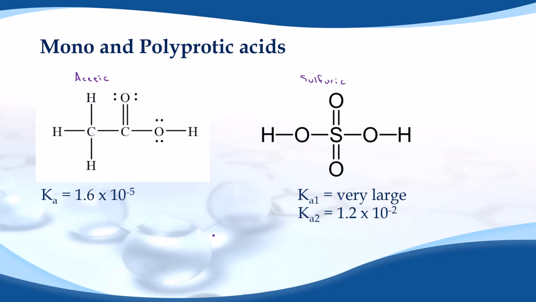To show you what acidic hydrogens are, how they work, and the difference between monoprotic and polyprotic, we have acetic acid on the left. Acetic acid is a monoprotic acid because there's only one acidic hydrogen. The only acidic hydrogen for acetic acid is this one right here, because it's in a polar bond with oxygen. Because it's in a polar bond, electrons are drawn away from the hydrogen towards the oxygen, making the hydrogen easier to remove. How easy it is to remove depends on its acid equilibrium constant, in this case 1.6 times 10 to the minus 5.